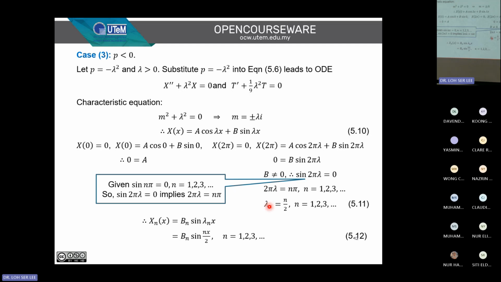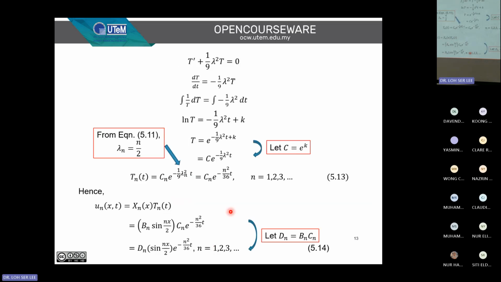Once you get your lambda, because your lambda contains n, where n is a natural number, we no longer address this as lambda. We address this as lambda n. So when this is lambda n, B will be Bn, X will be Xn. No more A because A is 0. Then we get this. And finally, we substitute lambda n by n over 2. Then you get this.